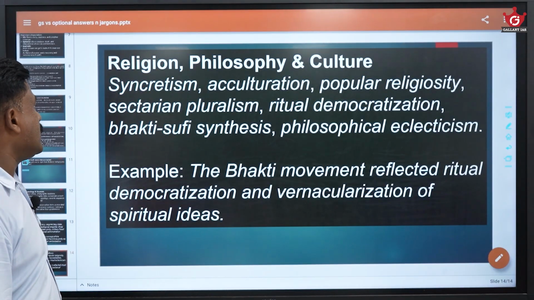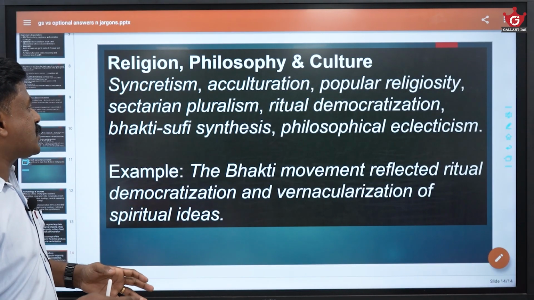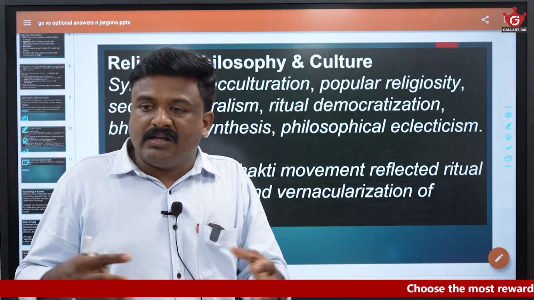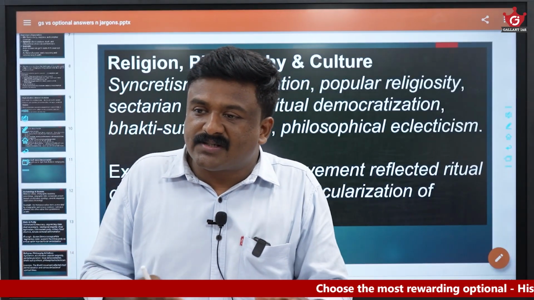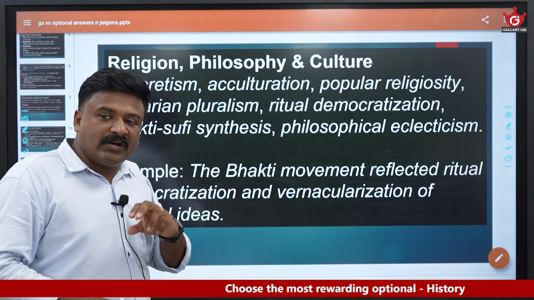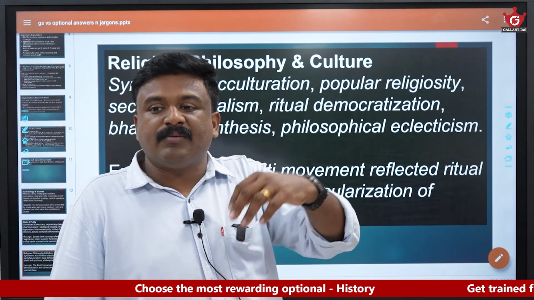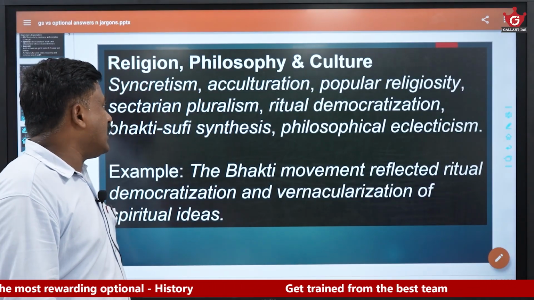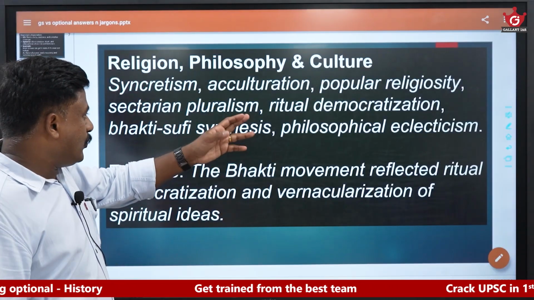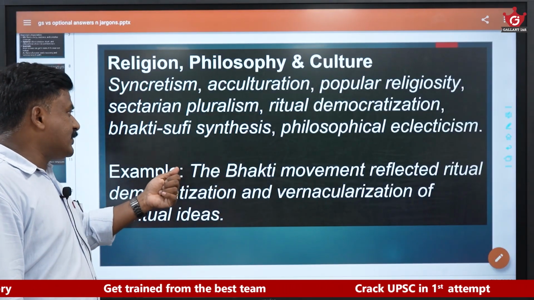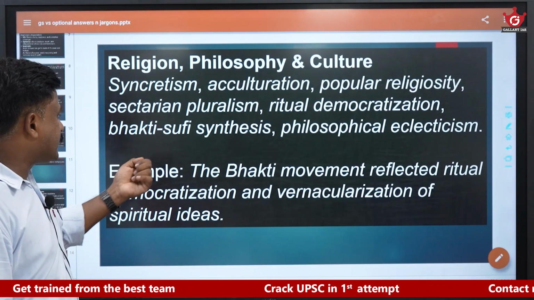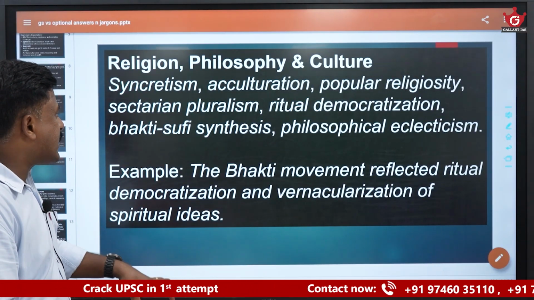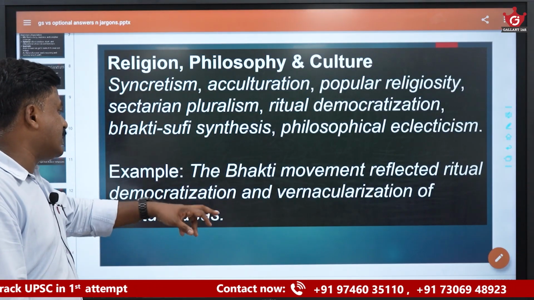Religion, philosophy, culture: syncretism, acculturation. Syncretism is the blending of different religious ideas, values, etc. Acculturation is one culture's contact with another culture, developing new cultural values, or assimilation into a new culture. Popular religiosity, sectarian pluralism, ritual democratization, bhakti Sufi synthesis, philosophical elitism. So these are some jargons we use in religion, philosophy, culture related answers.